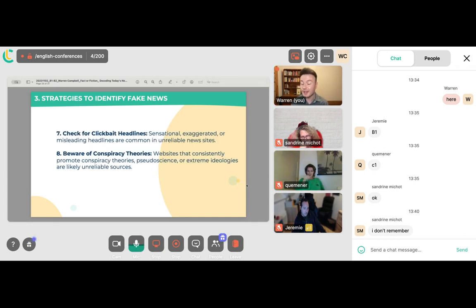Check for clickbait headlines. Sensational, exaggerated, or misleading headlines are common in unreliable news sites. And the last one there, beware of conspiracy theories. Websites that consistently promote conspiracy theories, pseudoscience, or any extreme ideology are probably a very unreliable source as well.